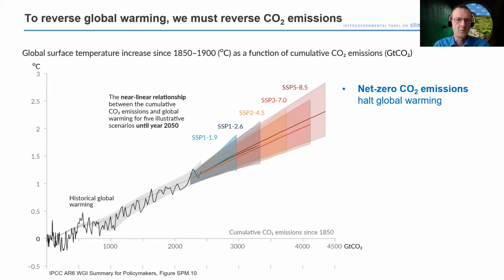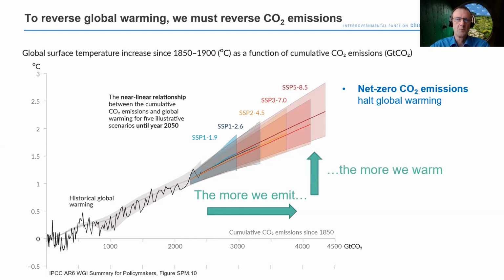As you're probably all well aware, global warming, which is shown on the vertical axis here, is strongly linearly correlated with cumulative CO2 emissions since the Industrial Revolution. And so it's simply a case of the more CO2 we emit, the more we warm the world. And it is a necessary consequence that net zero CO2 emissions are necessary to halt global warming. We simply have to stop putting carbon dioxide into the atmosphere.